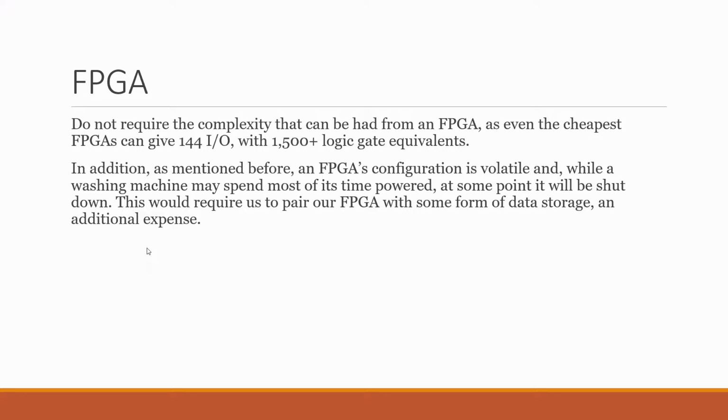The FPGAs, even the cheapest FPGAs around $8, could give you around 144 inputs and outputs and roughly 1,500 logic gate equivalents. I decided, again, my machine is not that complex. It's a pretty simple machine. It's essentially just going to be deciding, hey, do you want hot water? Do you want a fast spin speed? Do you want a large amount of water? So I don't need the complexity or necessarily even the flexibility that an FPGA would offer us.